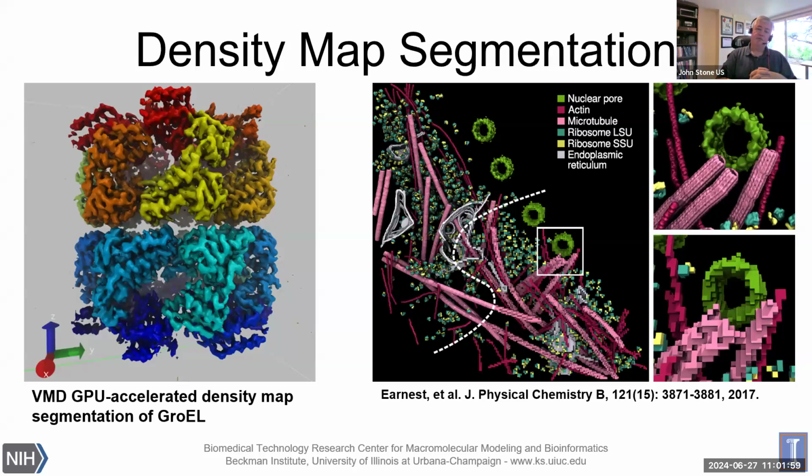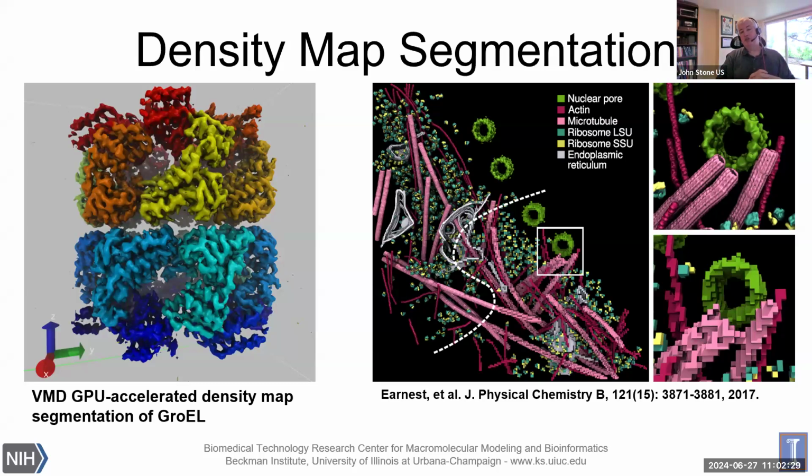VMD has some features for doing things like density map segmentation. One of the problems you have when you want to analyze or visualize density maps is that they are just a three-dimensional grid of scalar values, right? And so a computer by itself doesn't really understand anything about what those values mean. So you have to infer meaning from those values using very sophisticated algorithms.